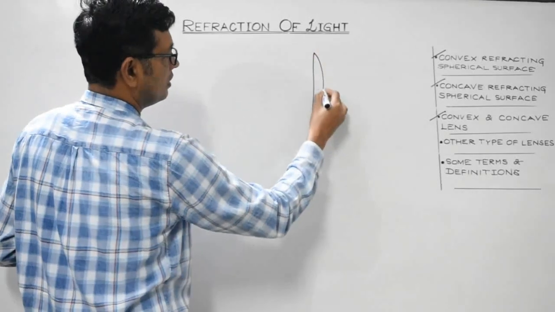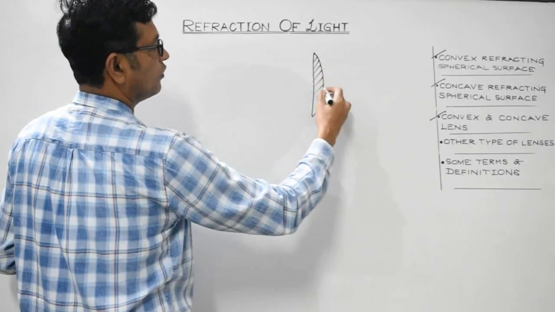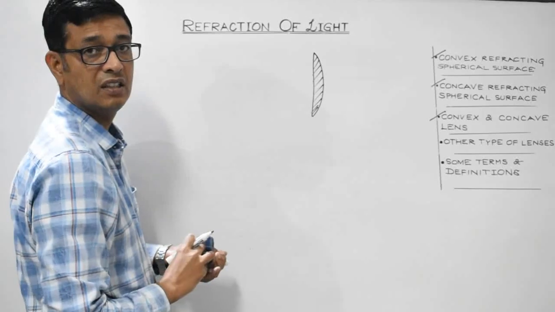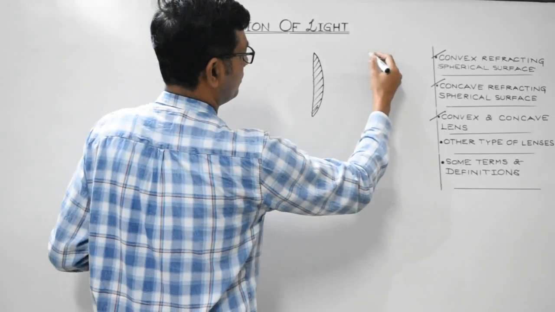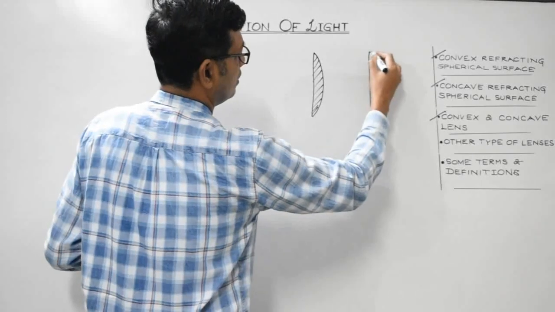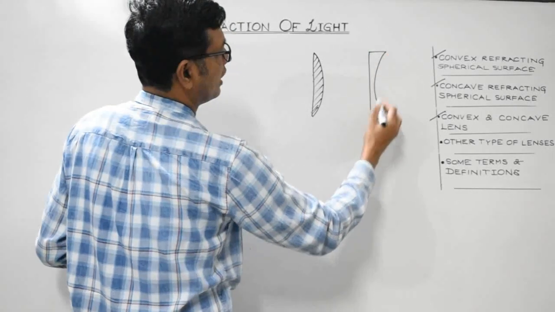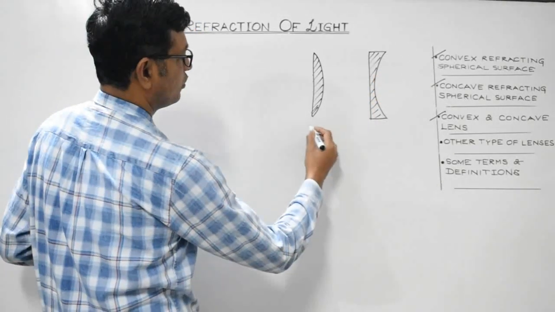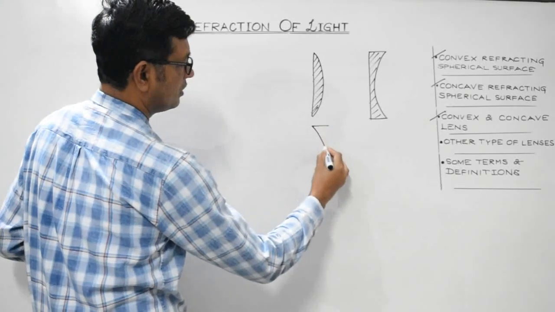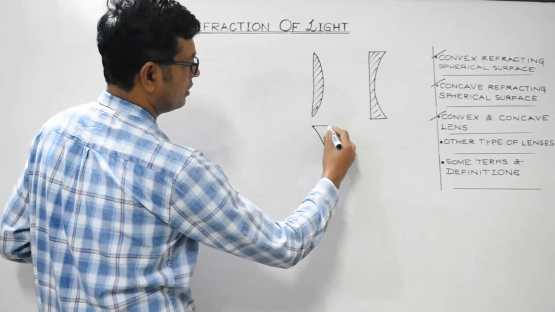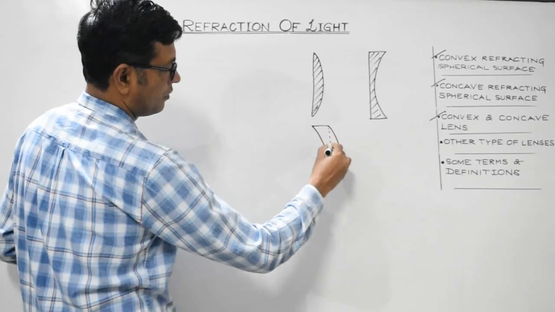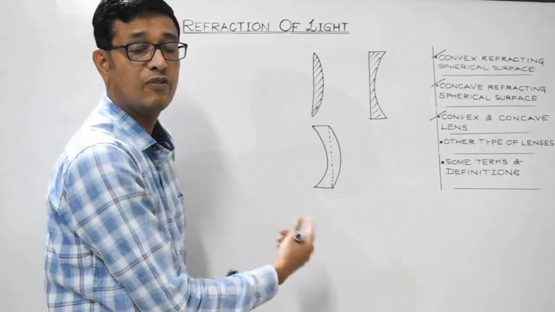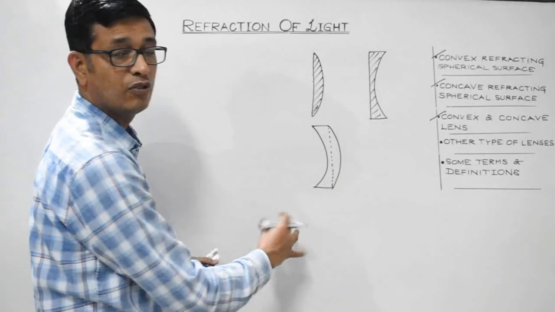So, there are some other types of lenses as well, like this lens. It's known as plano convex lens. The surface is planar and this one is convex, so it can be termed as plano convex lens. Then this one, plano concavo lens, right? Now this one, suppose we consider this portion: this is the concave portion and this one is the convex portion. So this is concavo-convex lens.